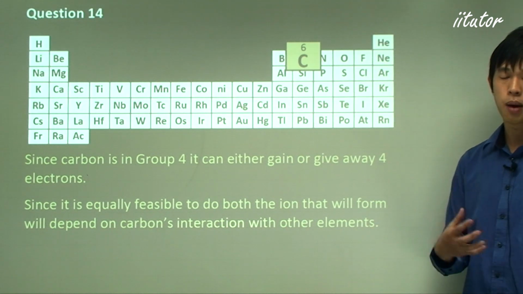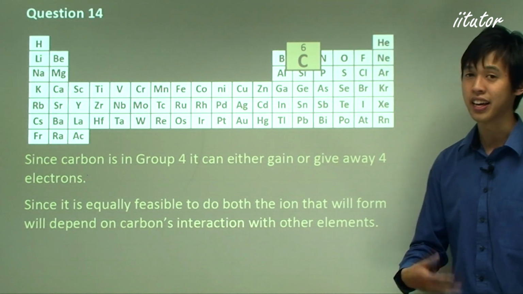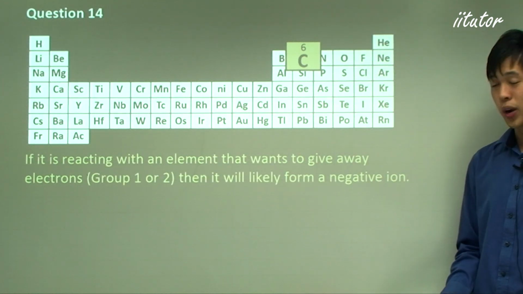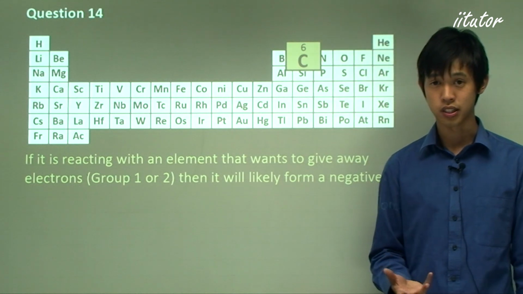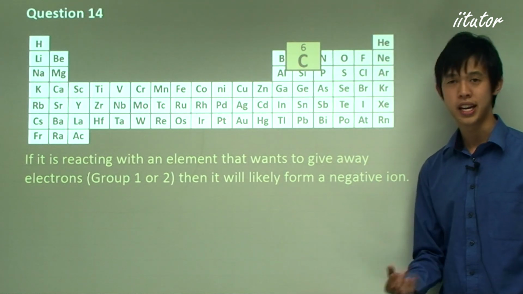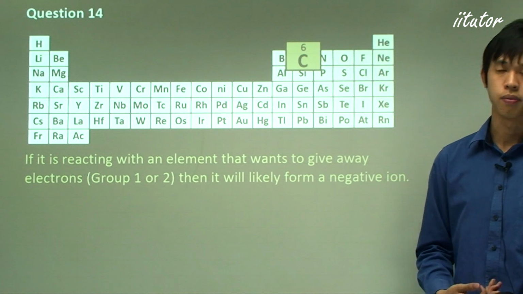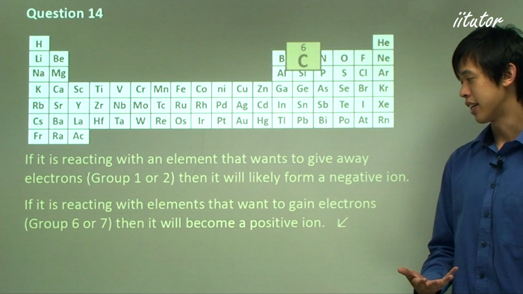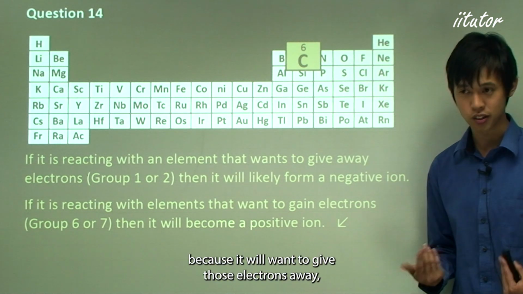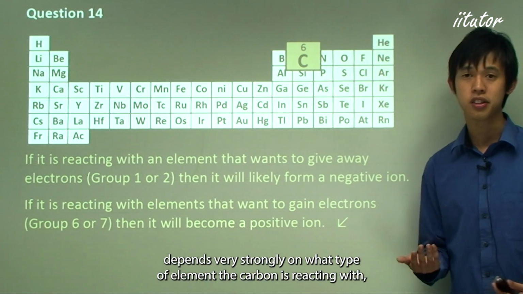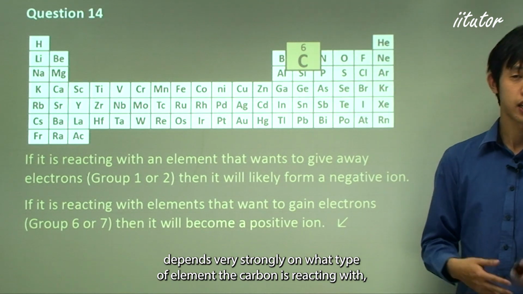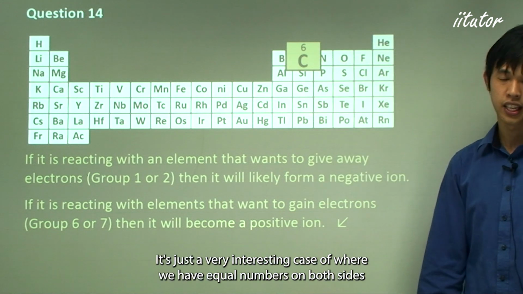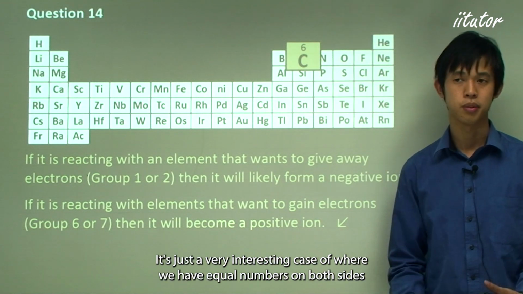The ion that carbon will actually form will depend on the other elements it's interacting with. If it's reacting with an element that very strongly wants to give away electrons, then it will likely form a negative ion because it will take those electrons in. If it's reacting with elements that want to gain electrons, it will then likely become a positive ion because it will want to give those electrons away. It depends very strongly on what type of element the carbon is reacting with. And it's the same for all of these going down. It's just a very interesting case where we have equal numbers on both sides.